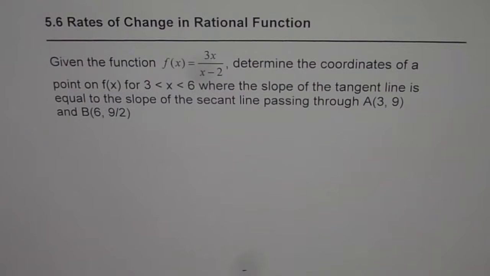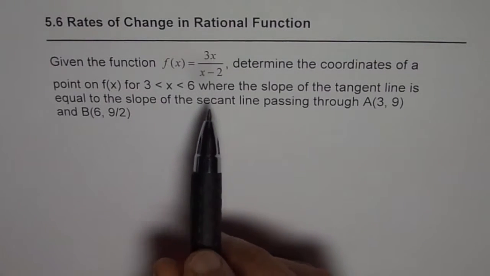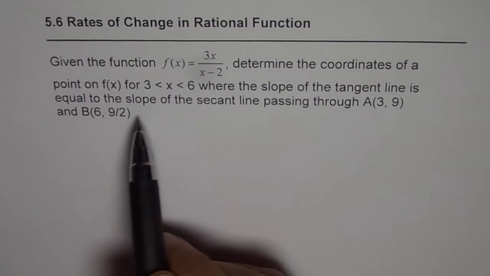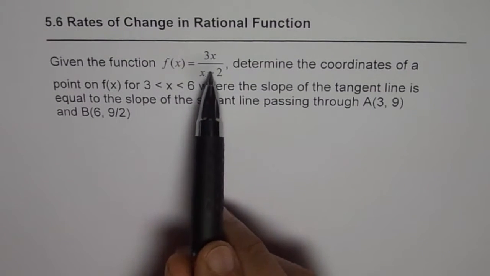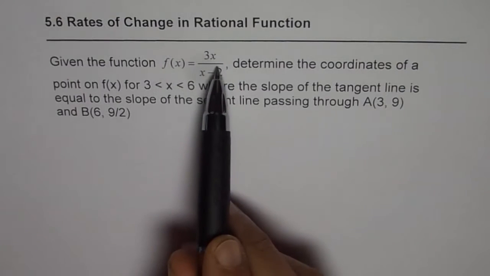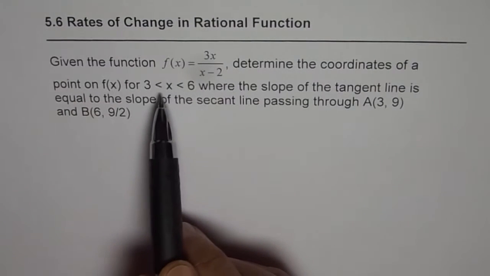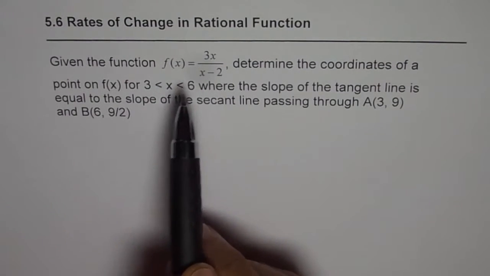Now this is a very good question. I'd like you to carefully watch this video and understand each and every bit of it, right? So what we really need is to find the slope of the secant line, and then we have to find a point on the given function which has the same slope. And that point should be for x between 3 and 6. So that is the question, right?